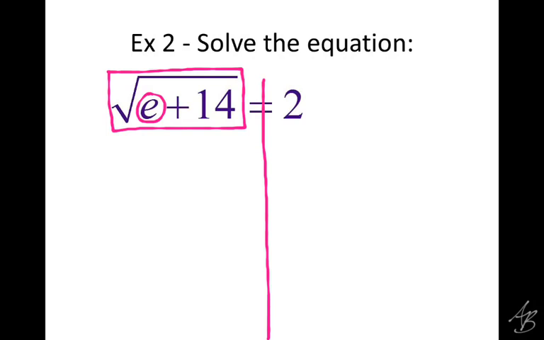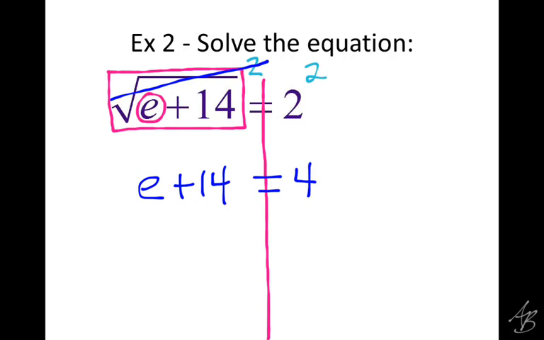So the next thing we're going to do then is square it, right? So we're going to get rid of the square root by squaring it. So we square the left side, which means we also have to square the right side. On the left side, the square and the square root cancel each other out, which leaves what? E plus 14. And on the right side, 2 squared is 4. Still have to get the e by itself, though, so what are we going to do next? Subtract 14 from both sides.